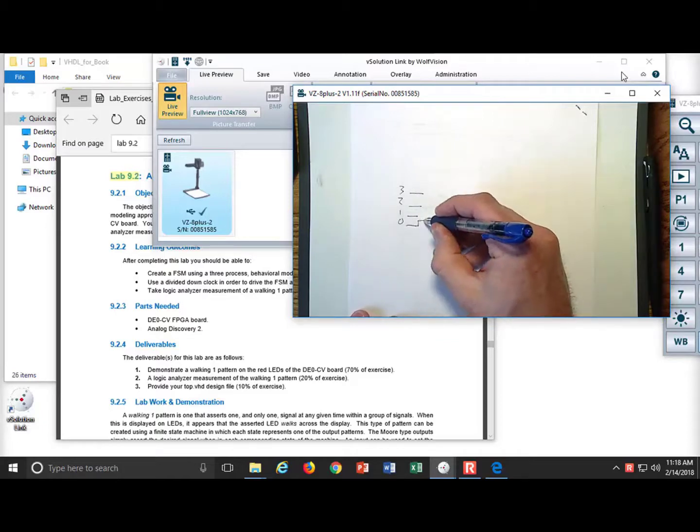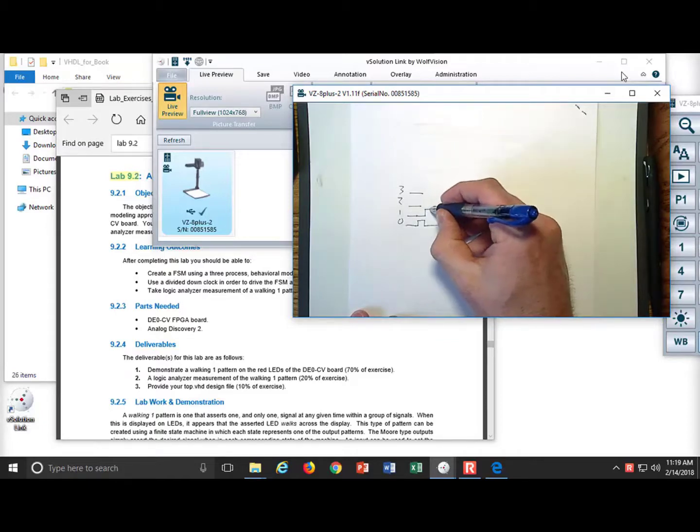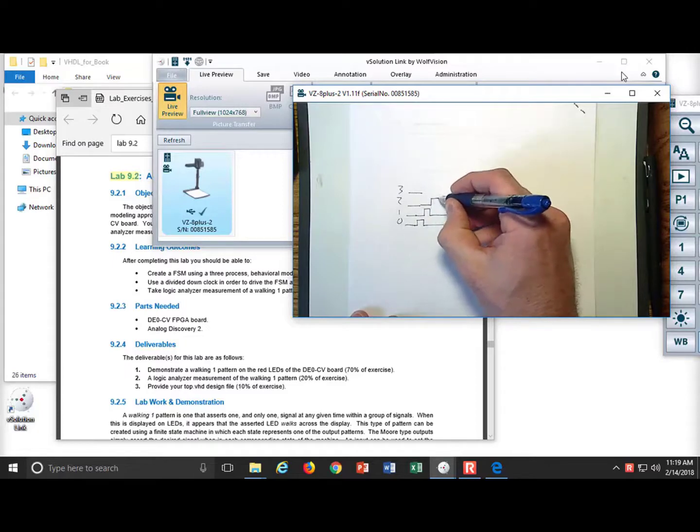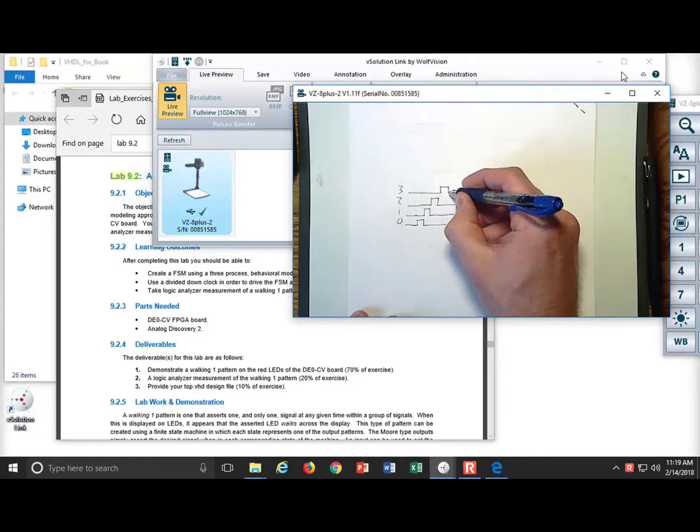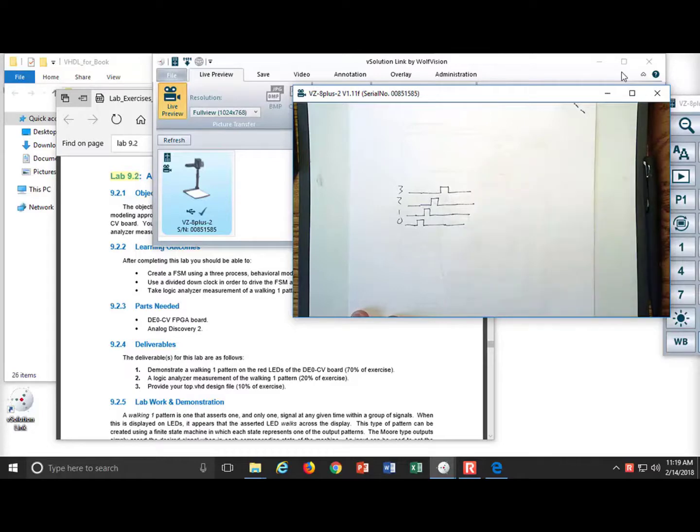So let's say that this one went high and then it went down. And then this one went high and then it went down. Then this one went high and this one went down. And this one went high and this one went down. And so in this way, it's a very popular pattern to test continuity in things.